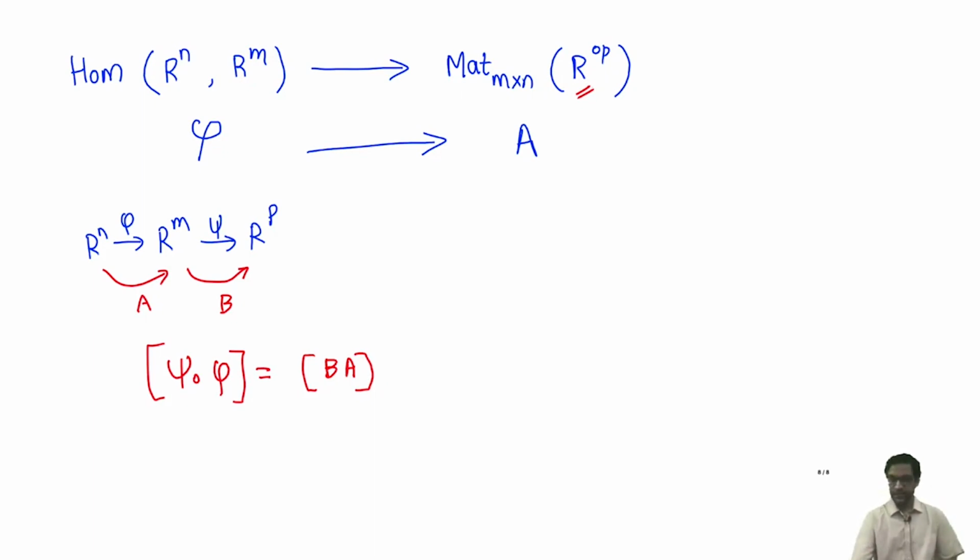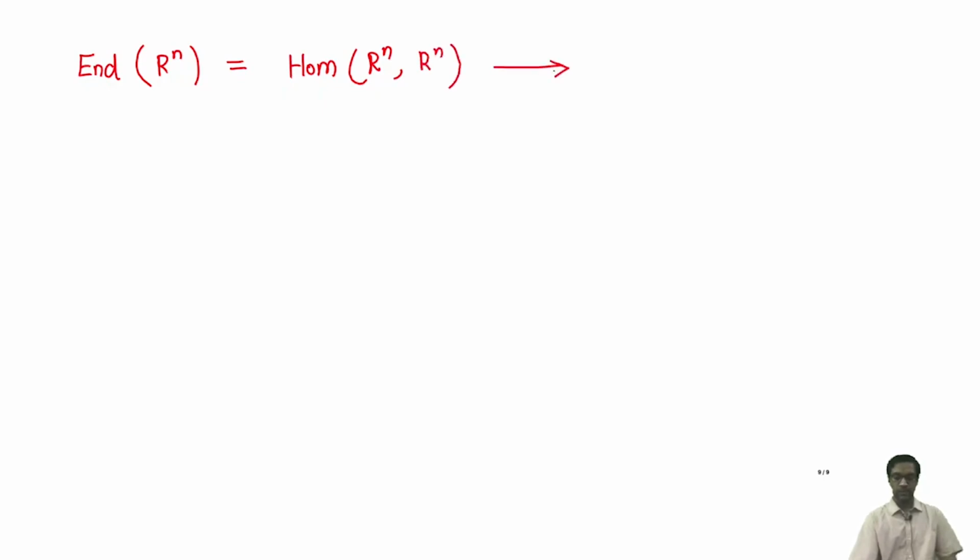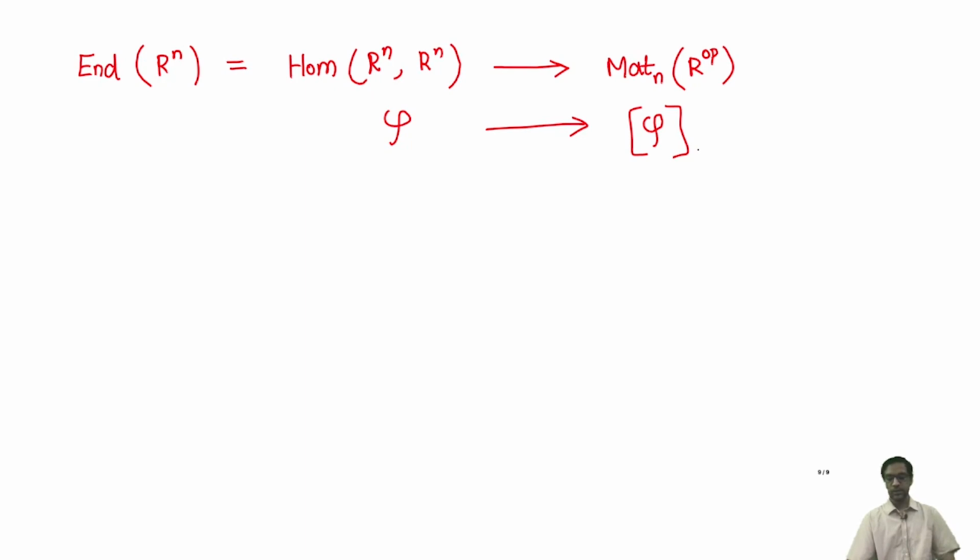Okay, and in fact we can also do the special case when n equals m. Recall we call these the space of endomorphisms. So if I just take n equals m, then End of R^n just means all module homomorphisms from R^n to itself. Okay, and to every such homomorphism we can associate an n cross n matrix. So let me just say Mat_n, meaning n cross n matrices whose elements are in R op. Okay, so this is called the matrix of this homomorphism.